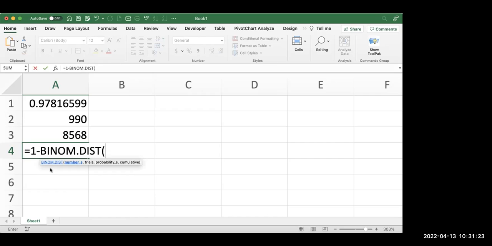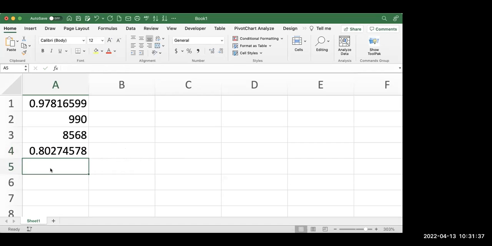Let me input 1 minus binom distribution. I do not want X equal 4. I have 12 trials, and I have a probability of success of 0.42, and I want this to be a PDF, so this will be false. And so I have here 0.8027457773. Let me write that on my iPad.